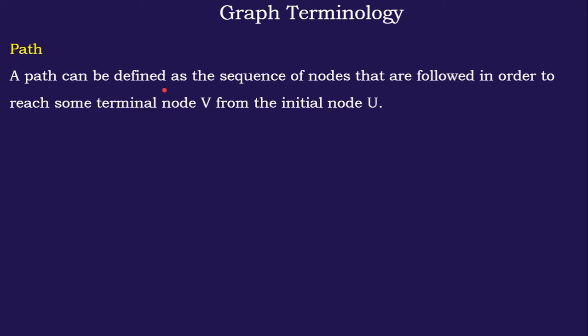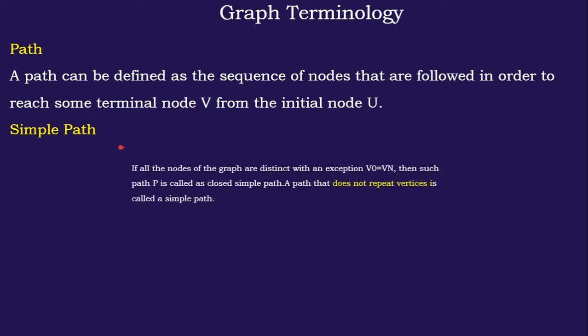Path. A path can be defined as a sequence of nodes that are followed in order to reach some terminal node V from the initial node U. That means we start from one vertex, which is U, and we travel along the nodes of the graph in order to reach some destination, that is called a path.